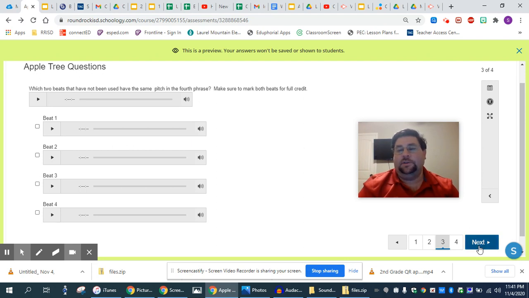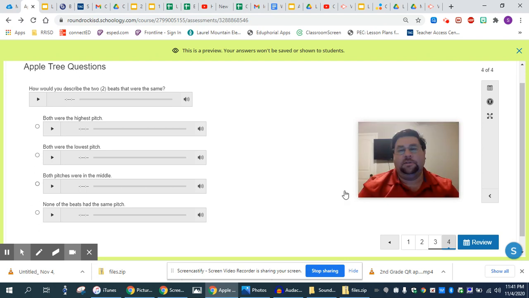Then you're going to go on to question four. And it says, how would you describe the two beats that were the same? Here's our question, our recording of phrase four. You're going to decide whether both were the highest pitch, both were the lowest pitch, both pitches were in the middle, or none of the beats had the same pitch.